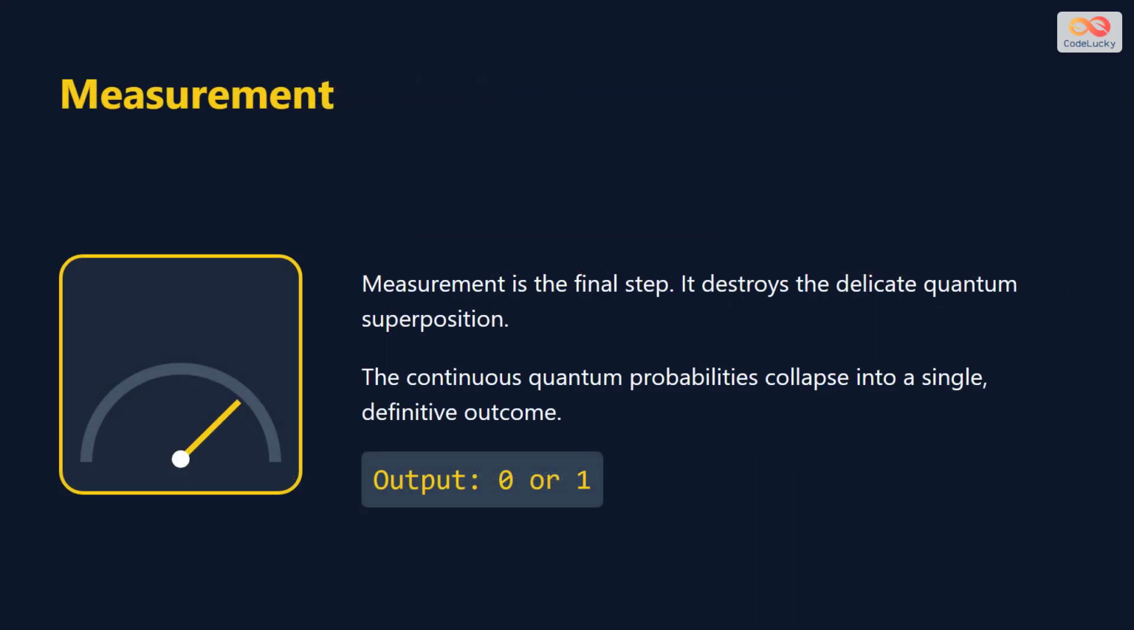Measurement is the end of the line for a quantum calculation. When we measure a qubit, we force it to choose a side. All the complex quantum probabilities collapse into a simple, classical outcome, either a 0 or a 1. This is the only information we can actually extract from the computer to read our answer.